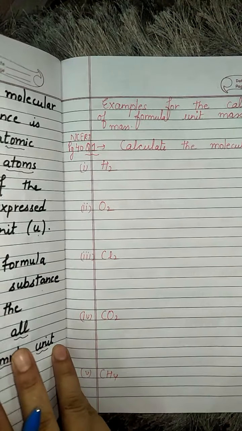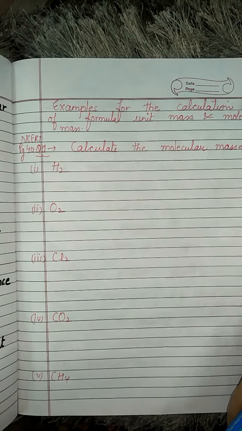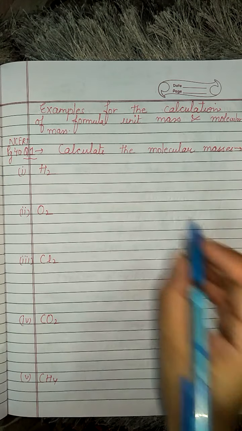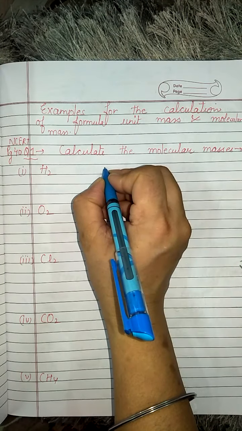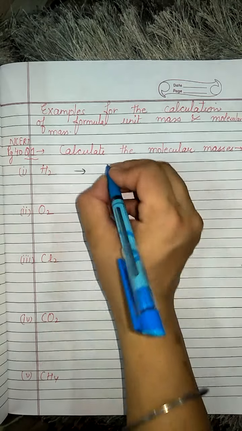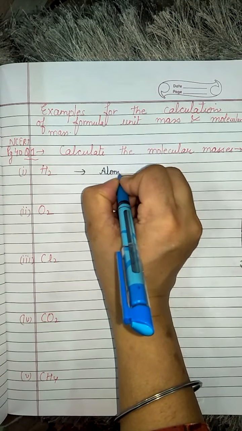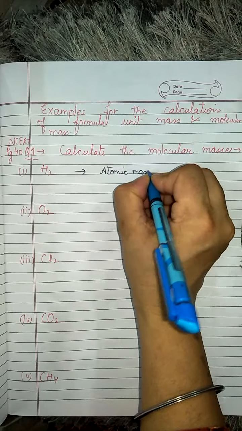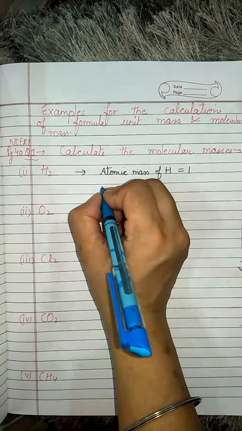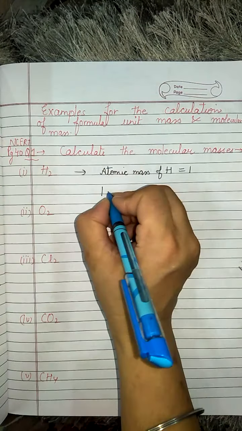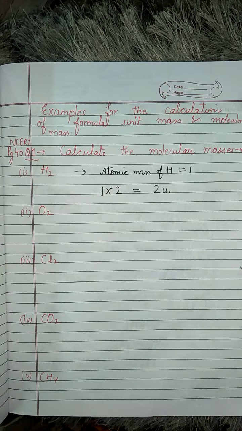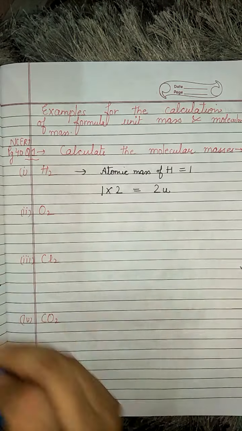Fine. Just see. I told you to learn the atomic masses. Now these atomic masses we are going to use here. Hydrogen: this is given as H2. Atomic mass of hydrogen is 1. How many hydrogens are there? 2. So what will be our molecular mass? 2U. Simple.